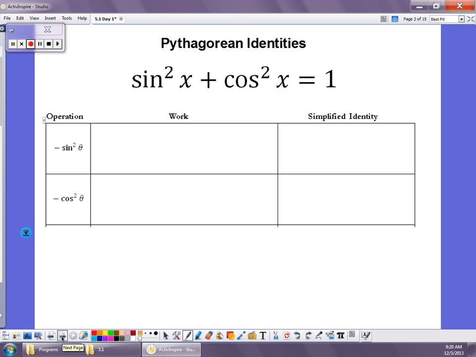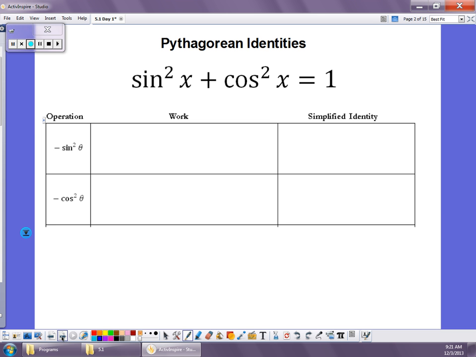So this is the first identity we're going to look at today. It's sine squared x plus cosine squared x equals 1. And we're just going to look at the different forms that you might see it in by either subtracting or adding. Okay? And what we're going to use these for is to prove that two things are equal. And this is going to make it a lot simpler for you.